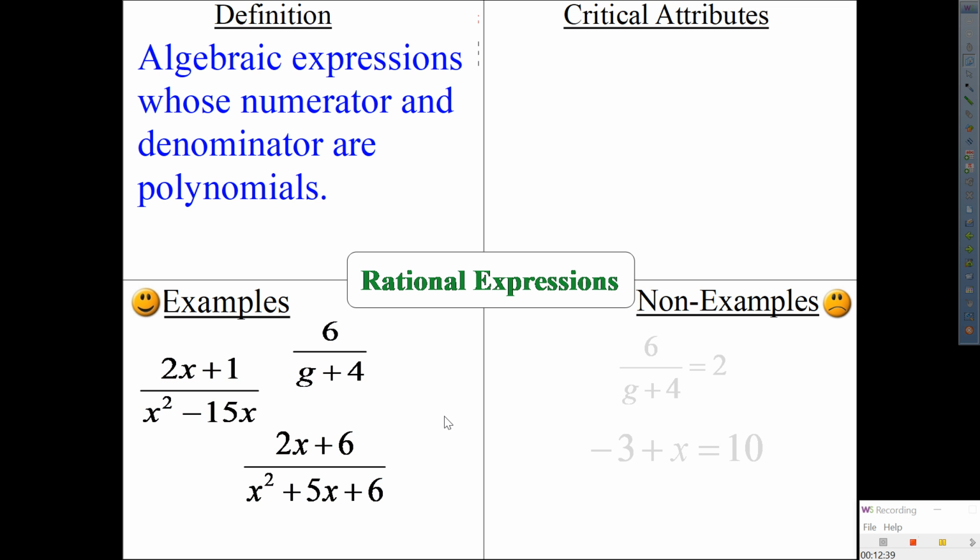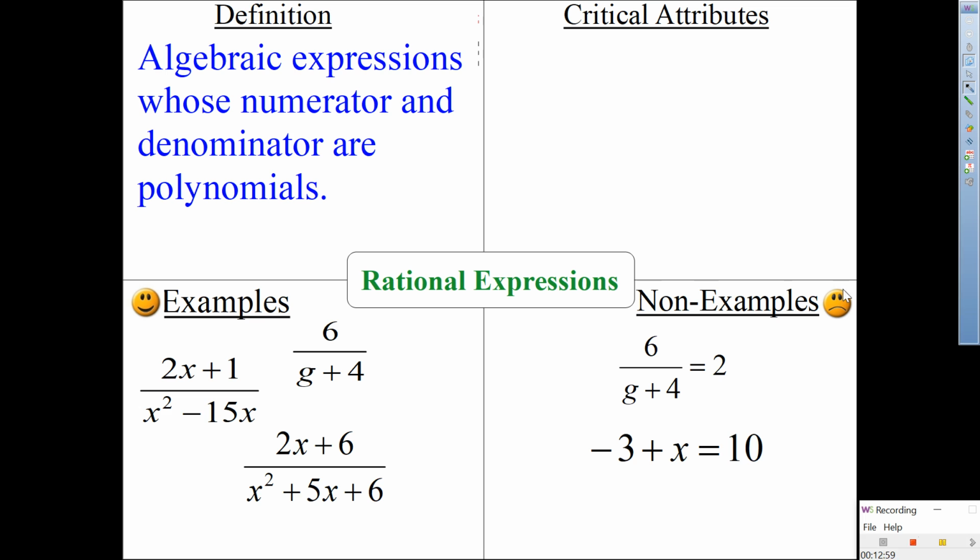Non-examples. Before you copy those, tell your neighbor the obvious reason why those are not rational expressions, please. Equal sign, right? Those are equations. All right, so copy those, please.